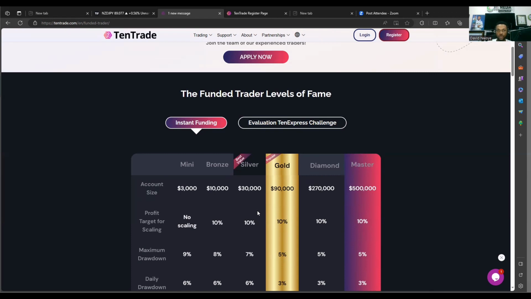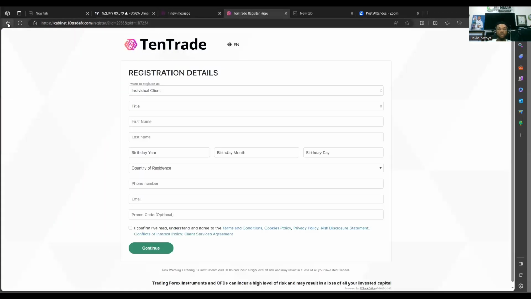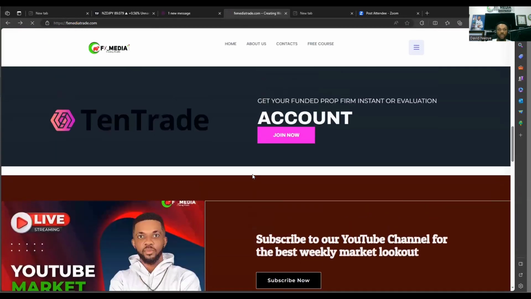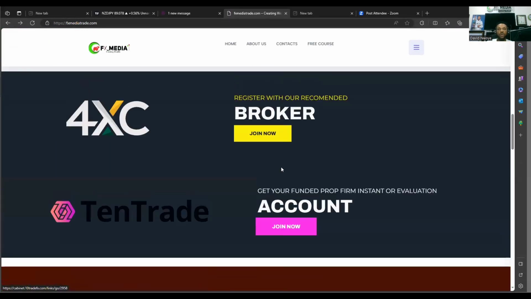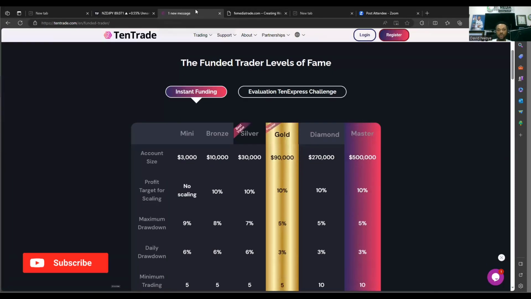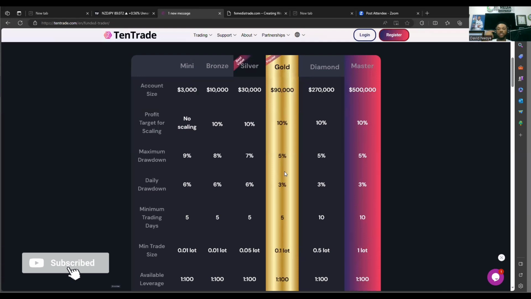So this is how it works. Get an account for yourself. Don't forget, you go to the FX Media website, scroll down to where you have your Tentrade link, and click join now. Once you're done, you fund your account. I'm going to be making a video on how to deposit and withdraw. It's very easy. Swift withdrawal, swift deposit.